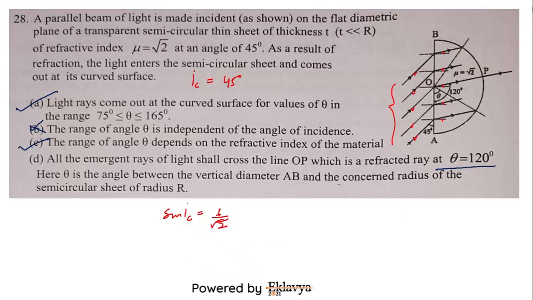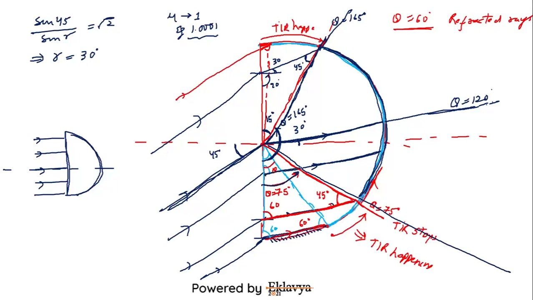So the ray that has been talked about in option D is actually the ray which is passing through the center. This particular ray will have theta as 120 degrees. Okay, now let's observe one thing. All the rays that are moving in this medium, they are parallel to this ray.